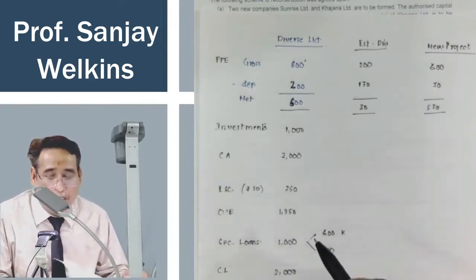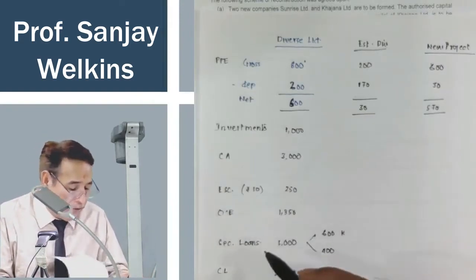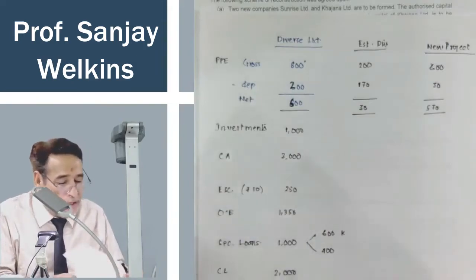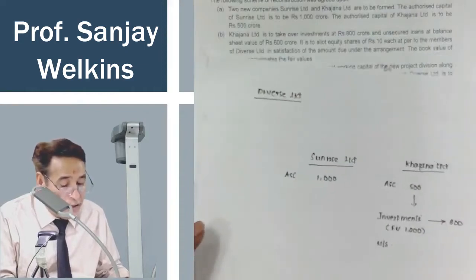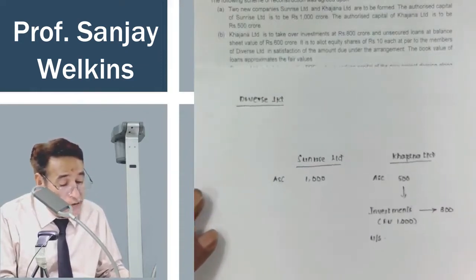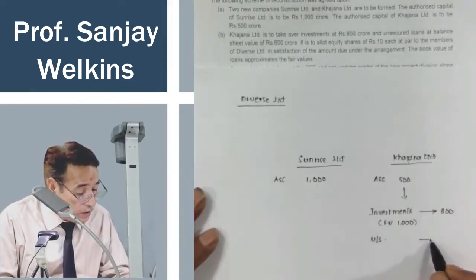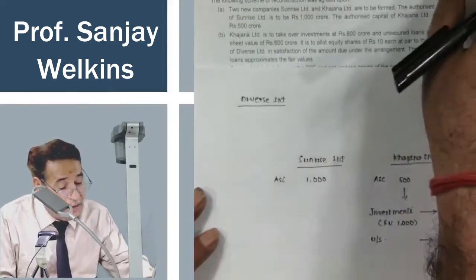So quite obviously our conclusion will be very simple. The remaining loan at book value is 400. What we will do regarding that? At this moment we cannot say with surety. Anyway, as far as unsecured loan is concerned, that is taken over at rupees 600. This is the information furnished to us.